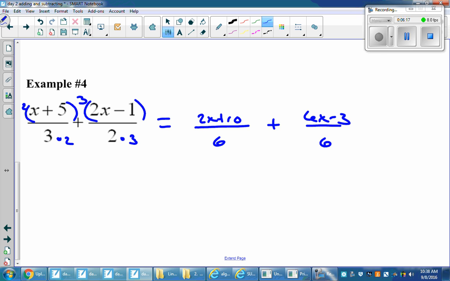Once I have my common denominator, again, I'm going to combine like terms. When I combine like terms, it's 2x plus 6x, which is 8x. Then it's positive 10 minus 3, which is minus 7. And that whole thing is over 6. The last thing I would try to do would be to reduce my fraction. To reduce my fraction, I would look for a greatest common factor, look back to the top, and then reduce. But I don't see anything here that's going to reduce. So I would leave my answer as 8x minus 7 over 6.